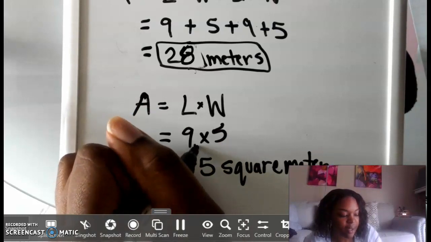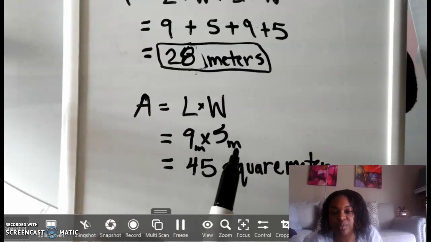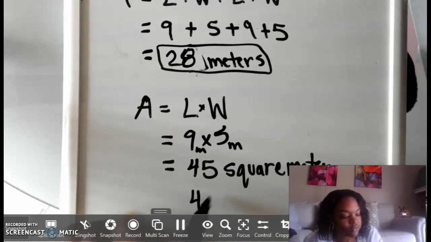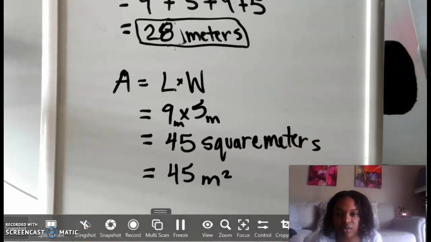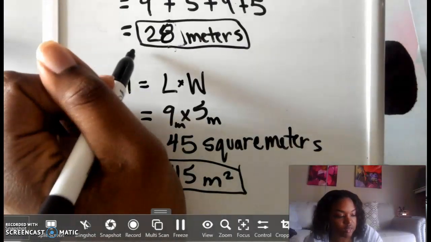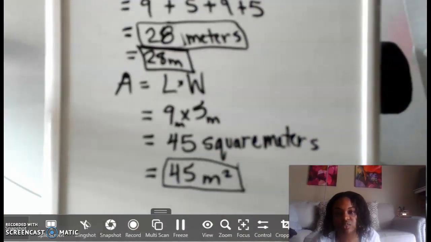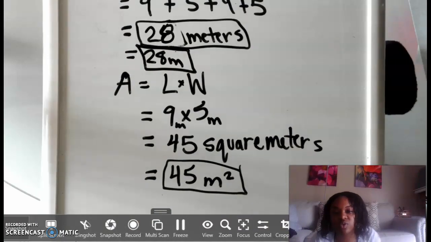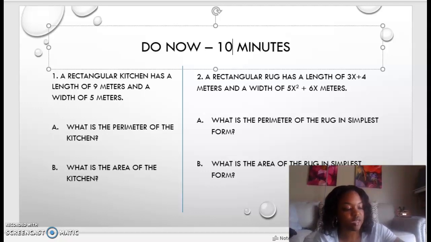because we have 9 meters times 5 meters. These m's we treat like variables, so this is m squared. So 45 square meters, or 45 m squared. Okay, so that's our answer for this one. We can also write this one just for consistency, 28 meters for the perimeter, 45 square meters for the area. All right, this second problem is where the polynomial multiplication comes into effect.